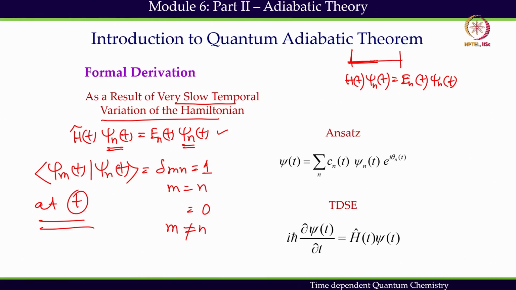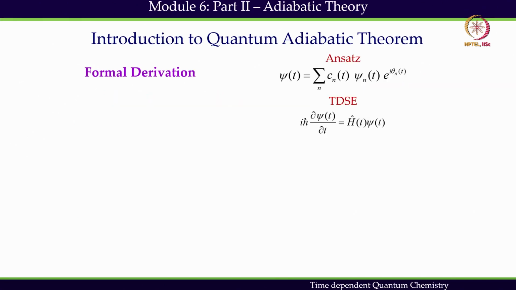And now all we need to do is this ansatz, which is a trial wave function. We have to insert it into the TDSE and get the solution, which means that we will be looking for the expression we have for Cn. Cn will give me the population of each available state. So let's look at the derivation. We will first insert this into the left hand side.